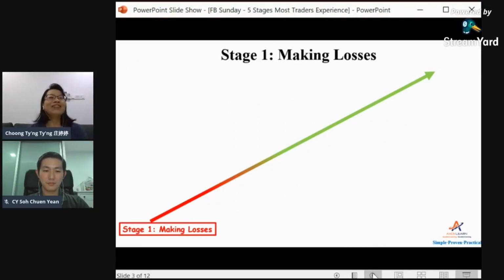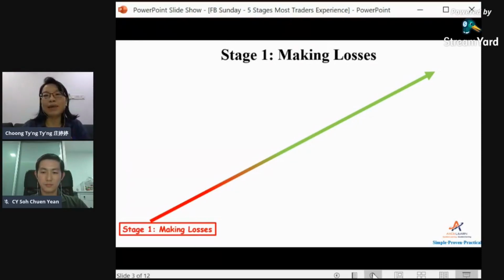No worries. Now we're going to start with stage 1, making losses. For those who identify yourself in stage 1, you're not lonely. Trust me, you're not lonely. For those who are at stage 4 or stage 5, we all experienced stage 1 before. I repeat, all of us definitely experienced stage 1 before. None of us never experienced stage 1. Stage 1 is a must.